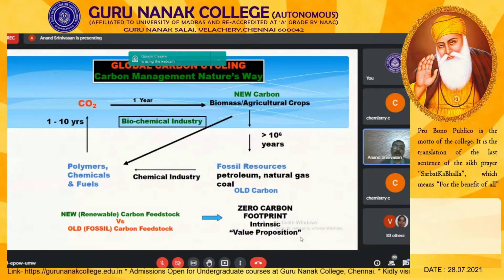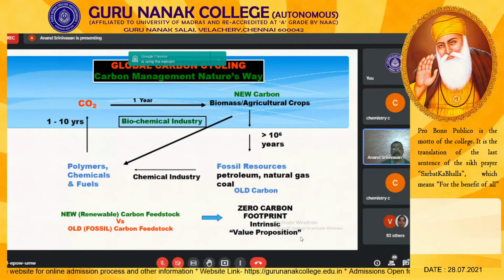So when you look at the global carbon management, it takes its nature's way. As I told you, you have carbon dioxide, and then carbon dioxide is converted into biomass. This biomass takes 10^6 years to get converted into fossil resources, and through chemical industries, you are getting the corresponding polymers, chemicals, and fuels. As you can look at the right hand side, it is a time-consuming process, and the product also leaves a lot of CO2 to the atmosphere.